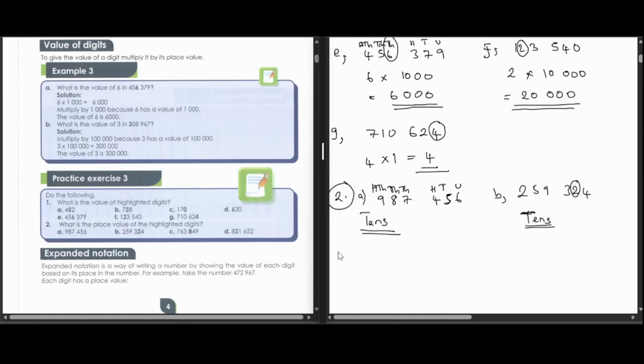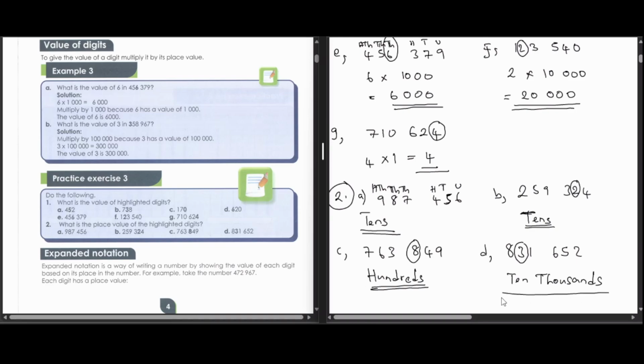Then tikaenda pa C, 763,849. Highlighted panapa ndi 8, tiri kuzviona kuti ari under hundreds. Then lastly, 831,652. Highlighted ndi 3, yatiri kuona kuti ari under 10,000s kana kuti tens of thousands, however you put it. Saka ndo zvanga zvichingovhunzwa apa.